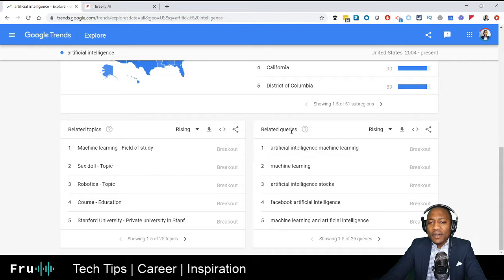And then you have related queries here, machine learning, and you can go ahead and look at the related topics as well. So maybe you pick a topic and you want to see other topics that are related to that. This can give that to you as well.